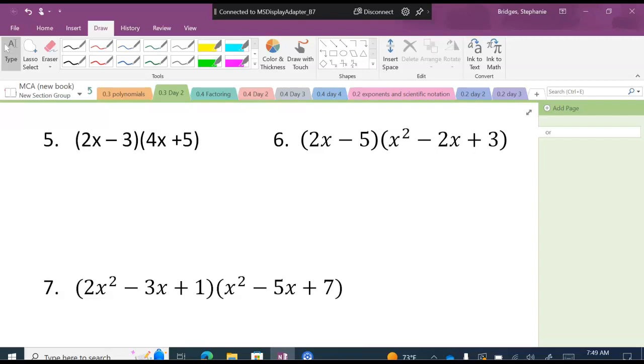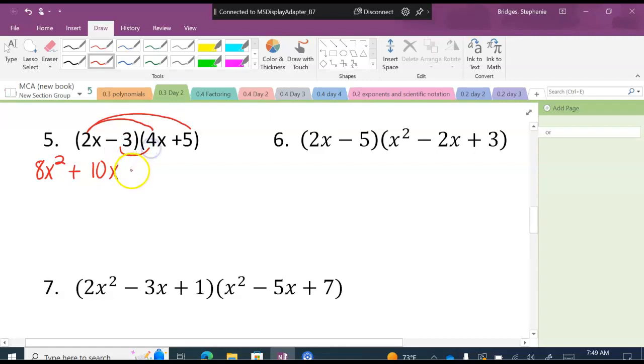So we take that 2x in that first parenthesis, and we are going to distribute it to the 4x and to the 5. So 2x times 4x, that's my first two terms. That gives me 8x squared. And then we go 2x times 5. That's my outer terms, spelling FOIL, first, outer, inner, last. That's going to give me 10x. Negative 3 times 4x is negative 12x. And negative 3 times 5 is a negative 15.